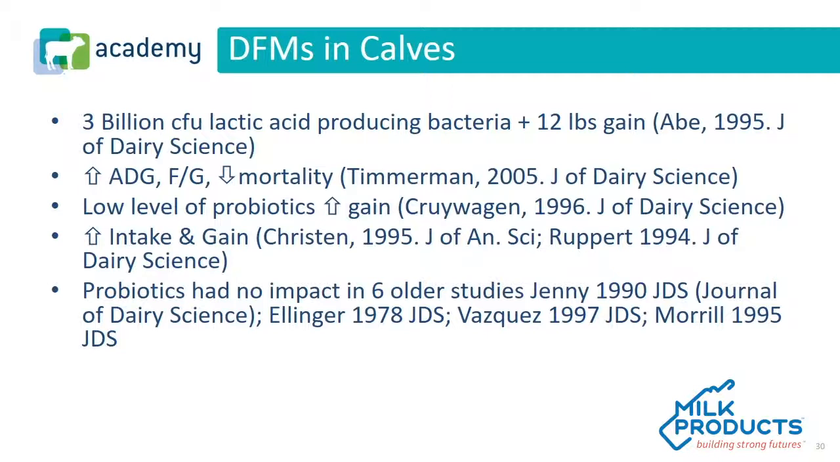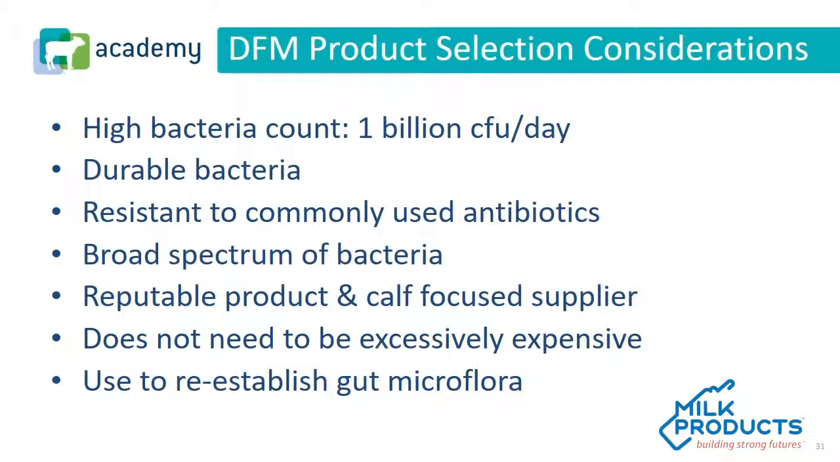The reason newer research shows benefits that older research does not is that more beneficial strains have been discovered since the older research was done, as well as higher bacterial count products are being tested and used. When selecting a DFM product to feed, the considerations are it needs to be a high bacteria count. At least 1 billion colony-forming units need to be fed to the calf daily.